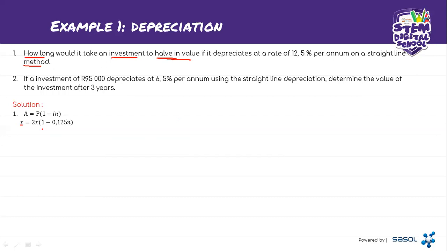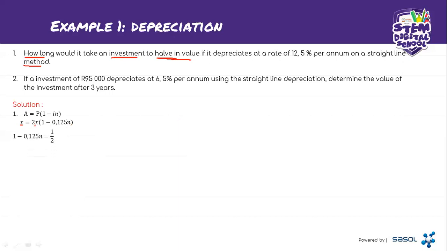So P will always be bigger than A, because the initial amount, what is the initial price of the car? It was 10,000, but after 5 years, that car is going to cost less than that amount, right? Which is A. So that's that for depreciation.